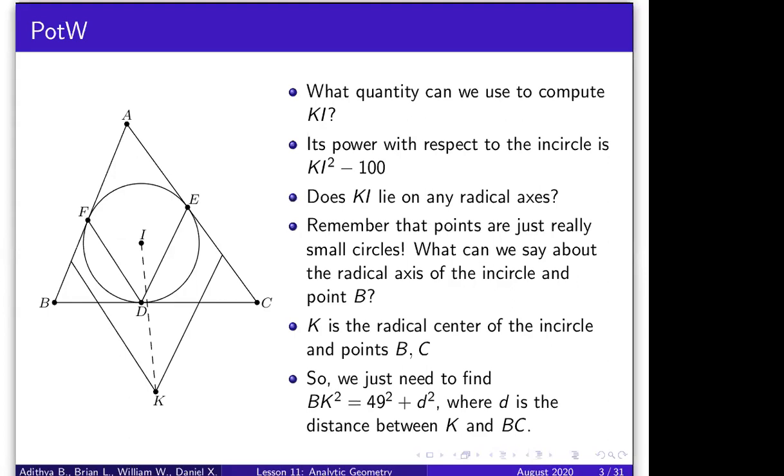So because the midline of triangle BFD bisects the external tangents between the incircle and point B, the midline is actually the radical axis. So K lies on the radical axis of point B and the incircle. Likewise, K lies on the radical axis of point C and the incircle. So since it lies on the intersection of the two radical axes, it has to be the radical center. And as a corollary, this means that it lies on the radical axis of point B and point C, which is just the perpendicular bisector. Does that clear things up?